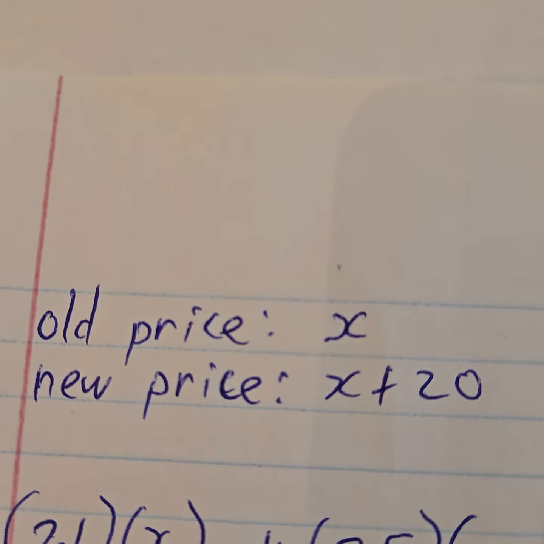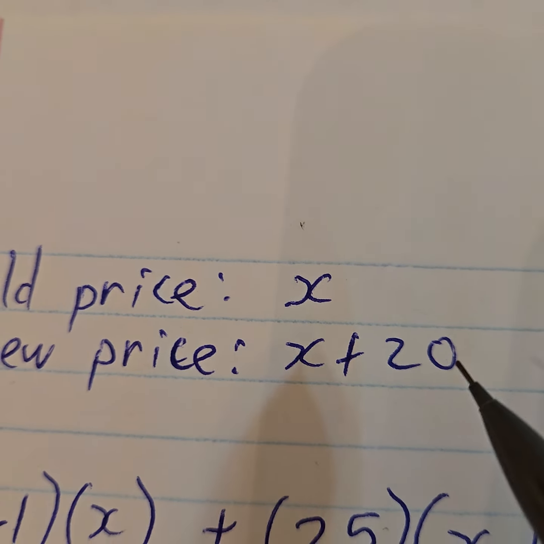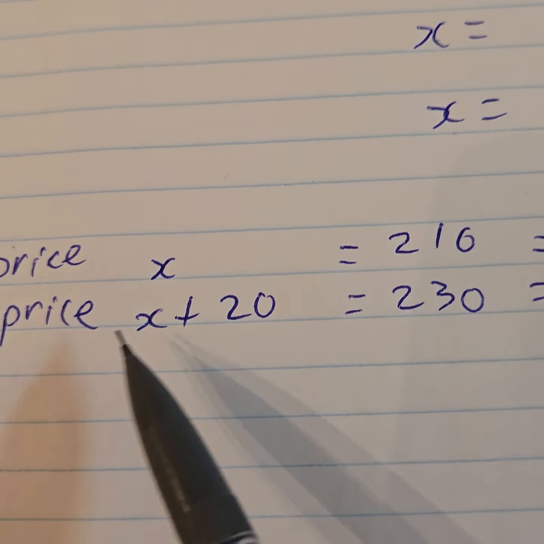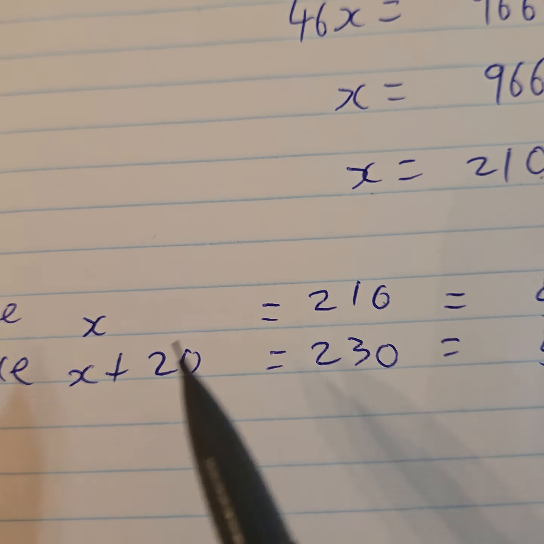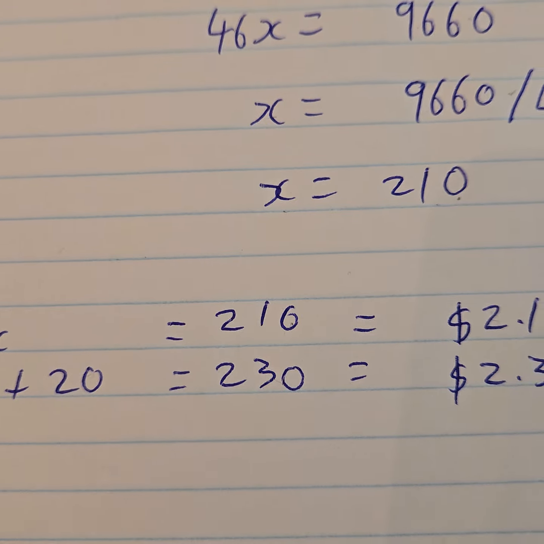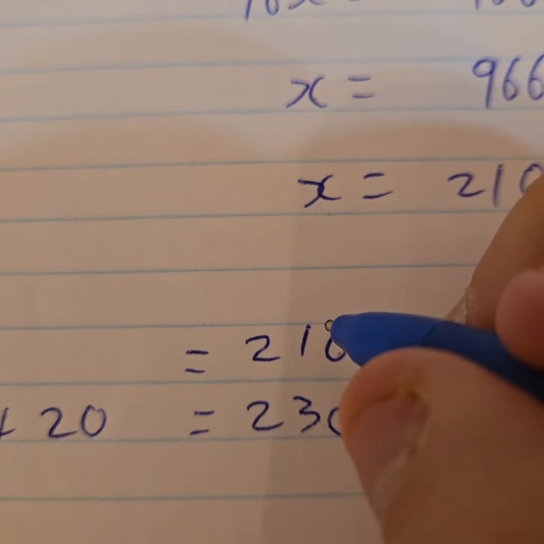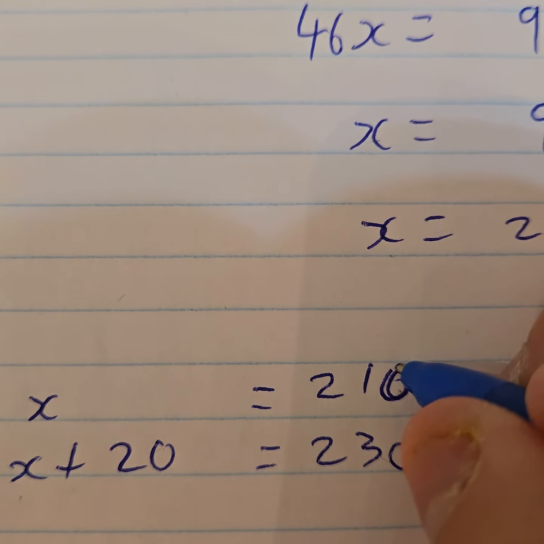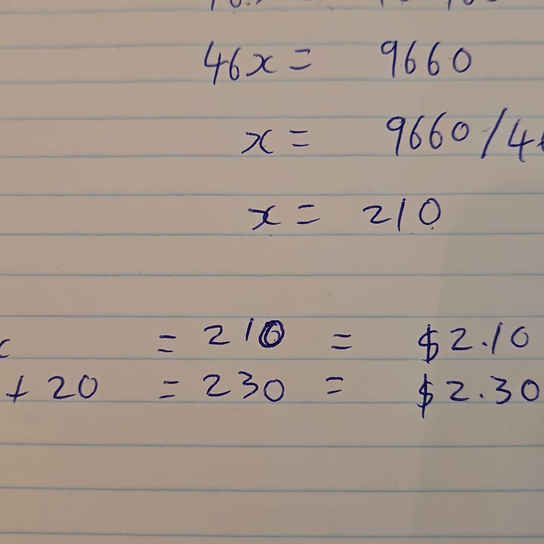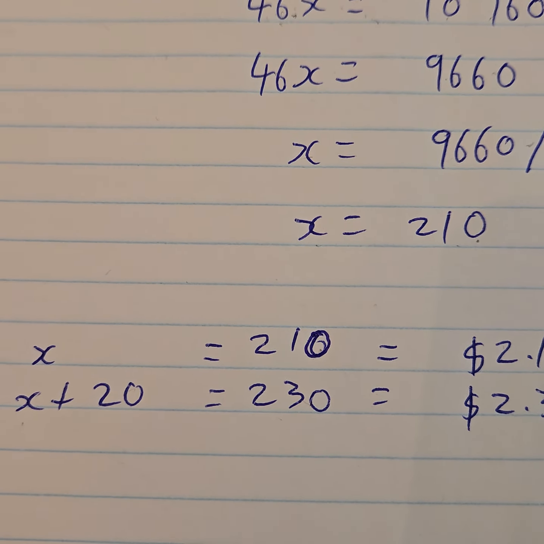And remember at the start I said the old price is x, the new price is x plus 20. So if the old price is x, x is 210. The new price is x plus 20, that's 230. And I could have made that 0 a bit clearer. That's better.